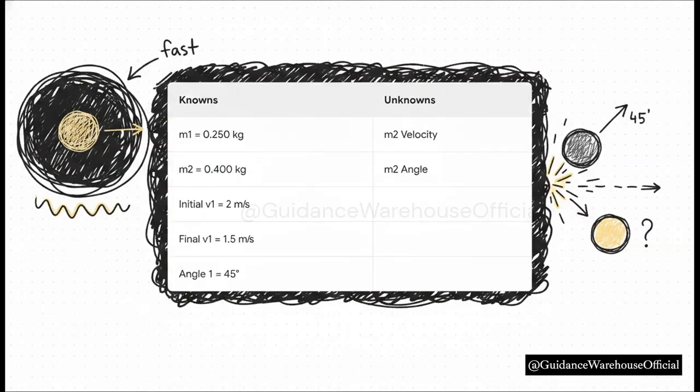It hit a slightly heavier 0.4000 kilogram stationary object. Then your first object comes sliding back out of the darkness at a 45-degree angle, slowed down to 1.5 meters per second. The mystery here is, what happened to that second object we can't see? What is its final velocity and angle?